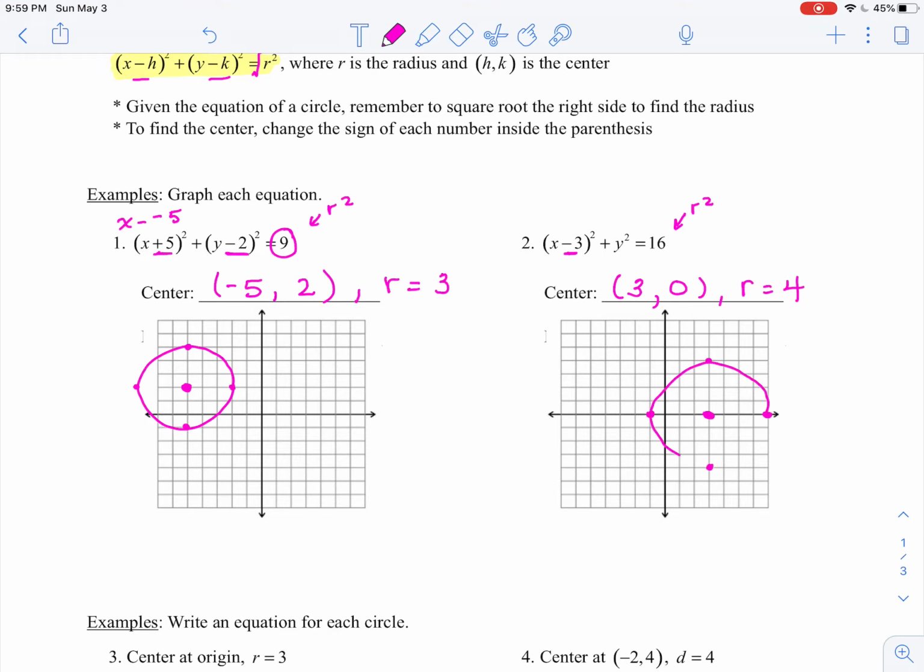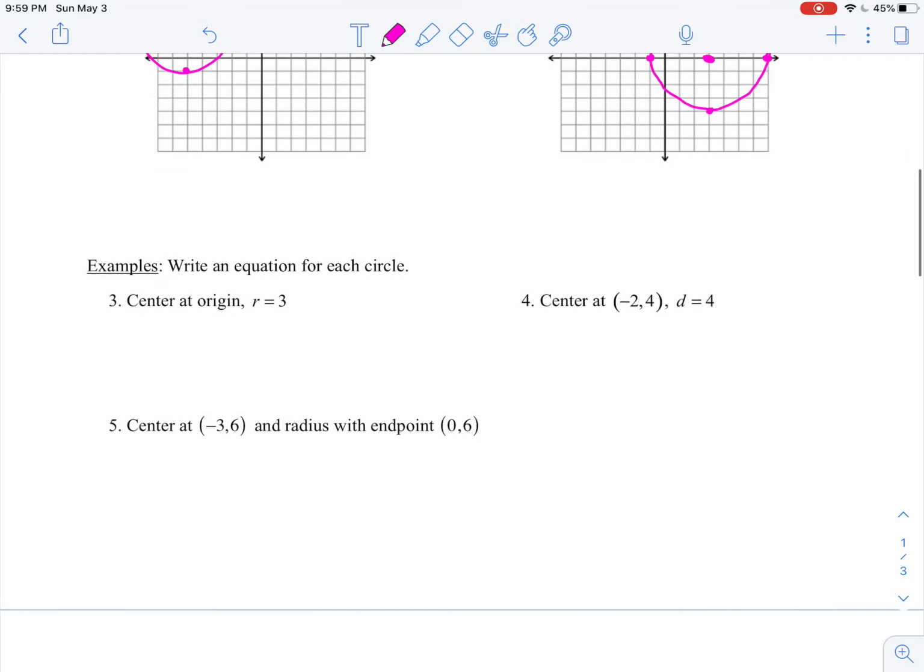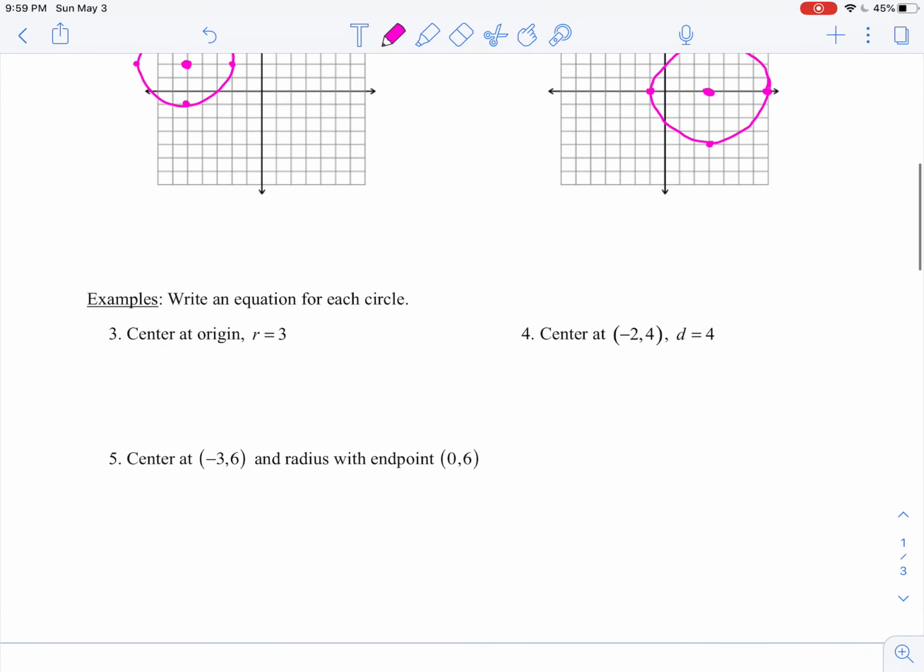And connect the points best you can. Make something that looks like a circle. Okay, the bulk of today's lesson is really on writing the equation of a circle given certain information.